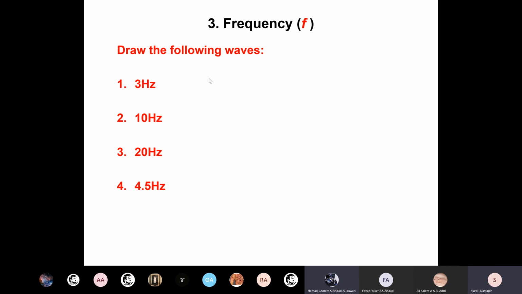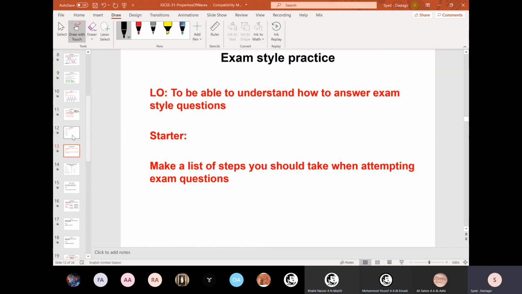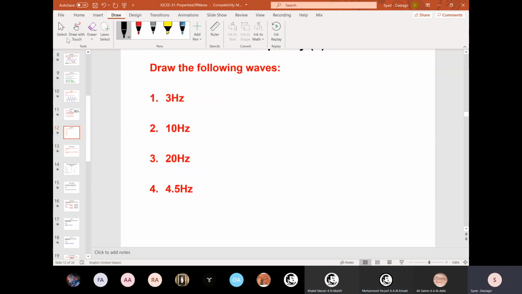Okay, Mister. Can you do the first example? The first example. The third one. Okay, first example. Right, so again, draw with touch. If you imagine now, we'll put a line in the middle. That's our rest position. So we want 3 in this 1 second. All of them should be 1 second.